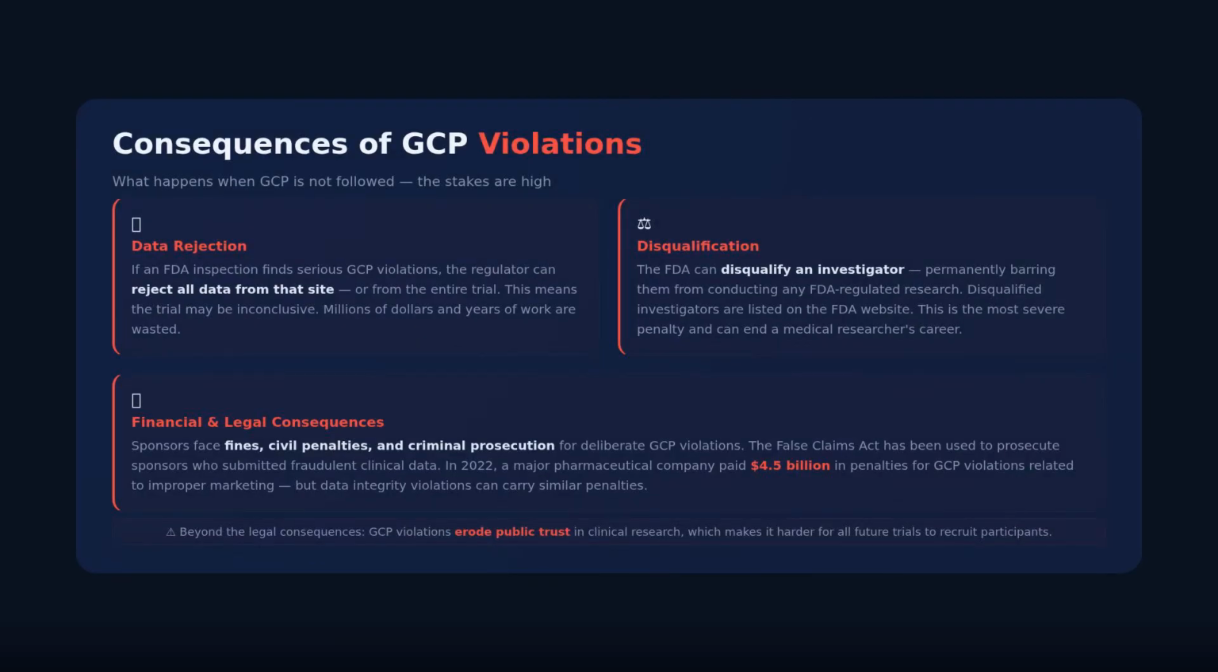Consequences of GCP violations. The FDA can reject all data from a site or an entire trial, wasting millions of dollars and years of work. They can disqualify an investigator, permanently barring them from conducting research. Sponsors face fines and criminal prosecution. In 2022, a major pharmaceutical company paid $4.5 billion for violations. Beyond legal consequences, GCP violations erode public trust in clinical research.